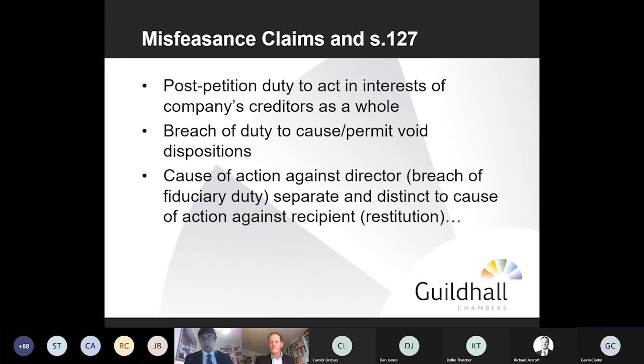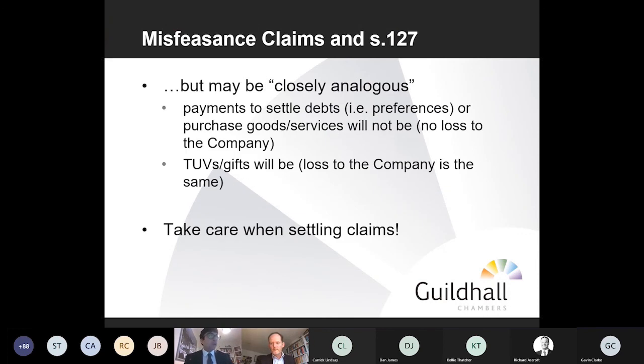The trouble is that although these principles apply in tort cases, there's an authority referred to in the Officeserve case, which said it doesn't just apply to tort claims, it applies to other claims where you have situations which are closely analogous. And the takeaway point is that in Officeserve, Judge Matthews said whether or not a misfeasance claim against the director who's allowed a void disposition and a claim against the recipient of the disposition itself will be closely analogous will depend on whether the disposition was effectively a preference.